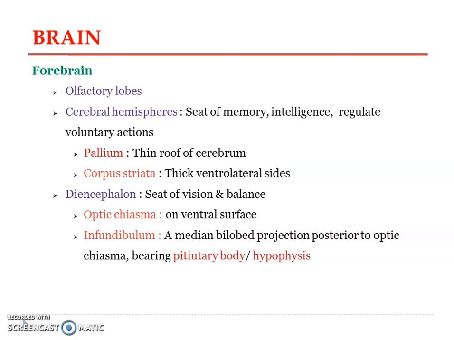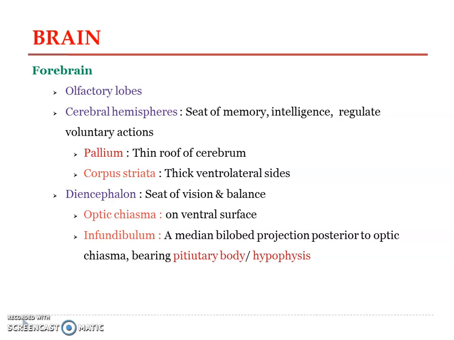The corpora striata of the two hemispheres are joined by a transversely running tract of fibers known as the anterior commissure. So actually, the corpus striatum of one hemisphere communicates with the corpus striatum of the second hemisphere by way of a transverse tract of fibers, which is referred to as the anterior commissure.